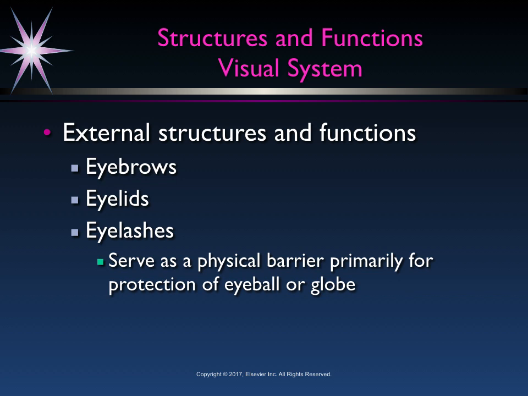So when we look at the external structures and their functions, primarily they are a physical barrier to protect the eye. The eyebrows and the eyelids and the eyelashes all serve an important role to keep dust and dirt out of the eyes. And they provide that physical barrier for those foreign particles. The eye is further protected by the surrounding bony orbit and the fat pads that are located below and behind the globe and the eyeball itself.